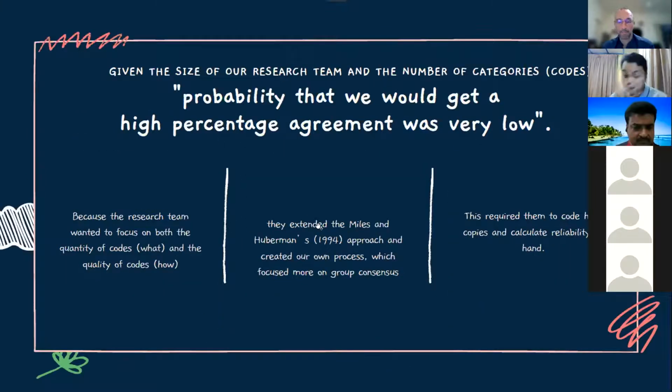Given the size of our research team and the number of categories, the probability that we would get a high percentage agreement was very low. Because the research team wanted to focus on both the quantity of codes used and the quality of how codes were used, they extended Miles and Huberman's approach and created their own process, which focused more on group consensus. This required them to code hard copies and calculate reliability by hand.